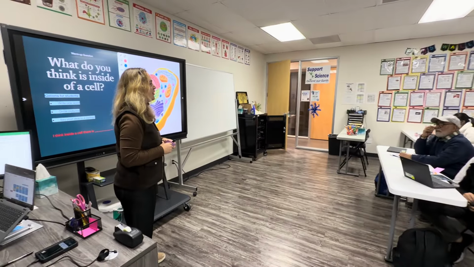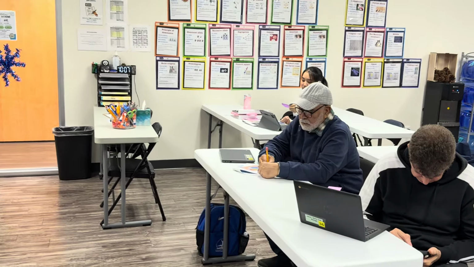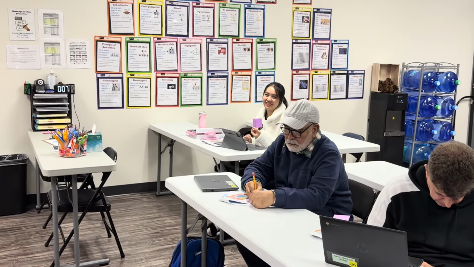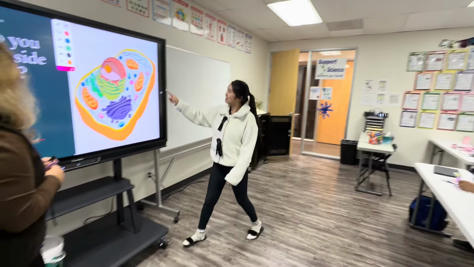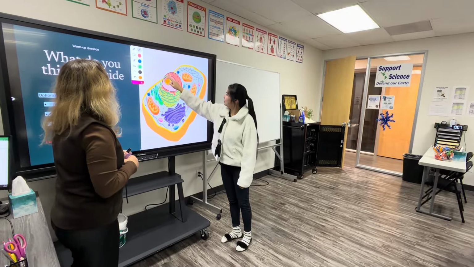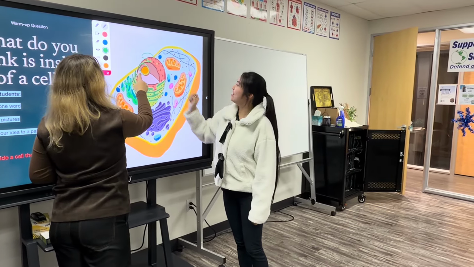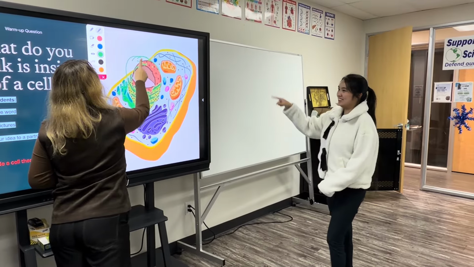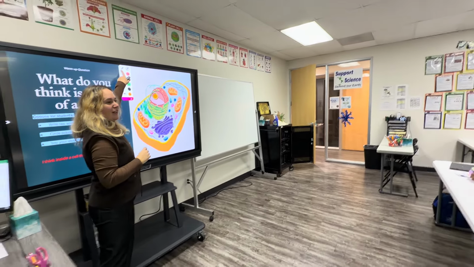Nia, how about you? I think inside a cell there is a nucleus. Yes, exactly. Would you like to show us again? Do you think this one is the nucleus or this one? This one, the big one. Yes, the big one. This one is the nucleus. Exactly. Good job.